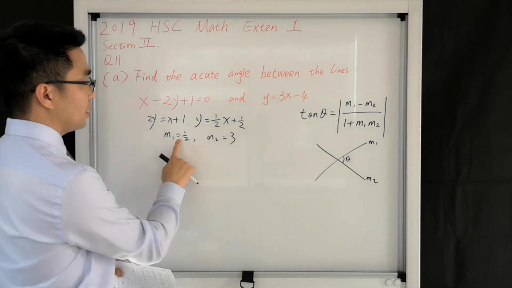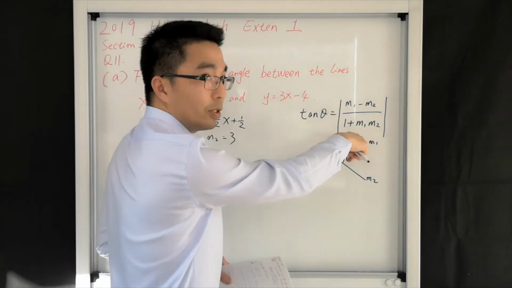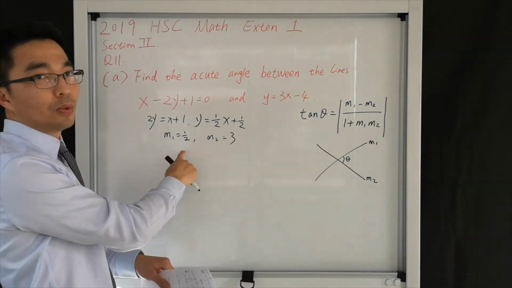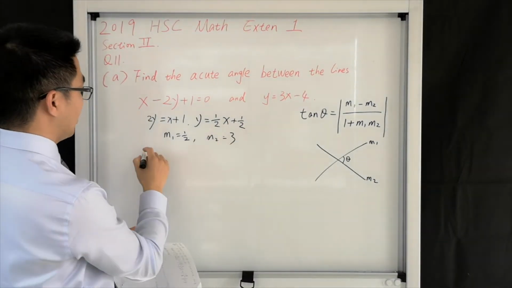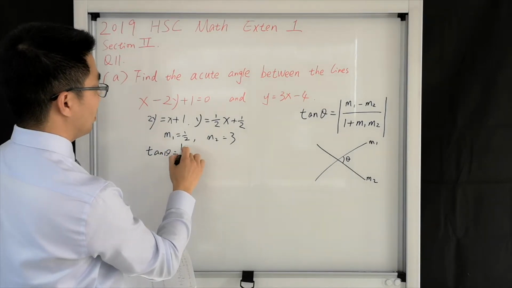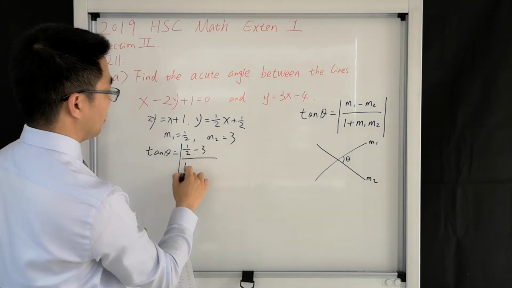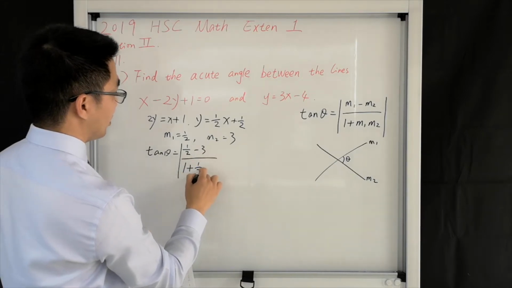Then we can sub these two gradients into this formula. Because we have an absolute value, it doesn't matter which one is m1 and which one is m2. We just sub it in. So we have tan theta equal to the absolute value of half minus 3 divided by 1 plus half times 3.